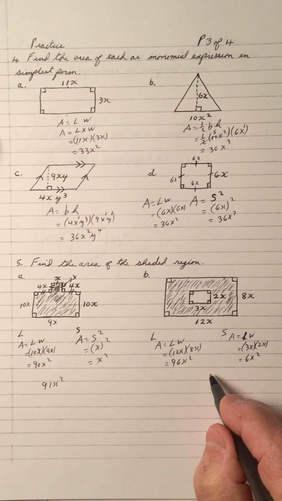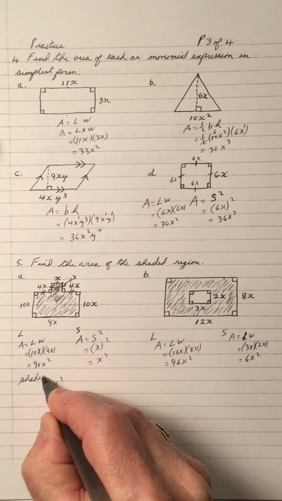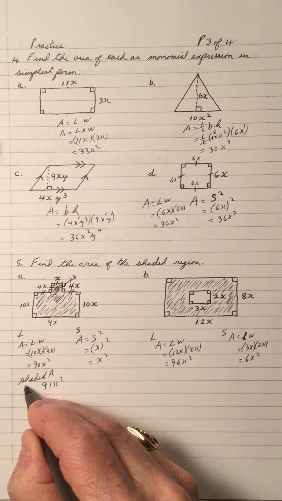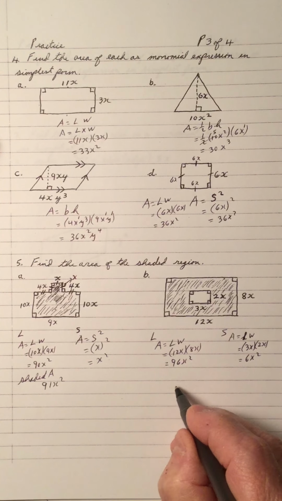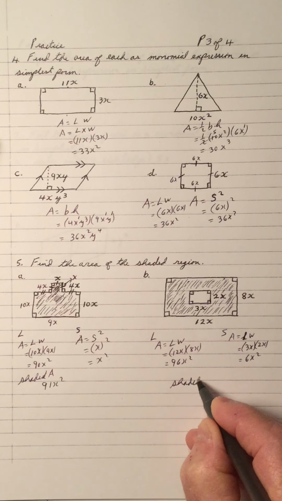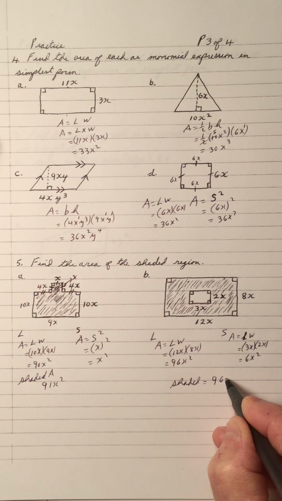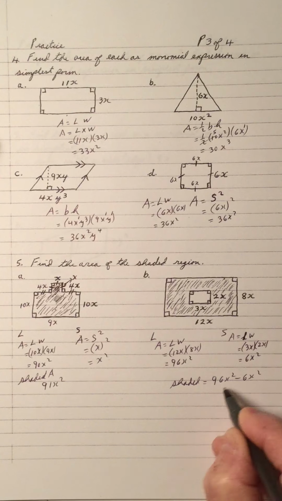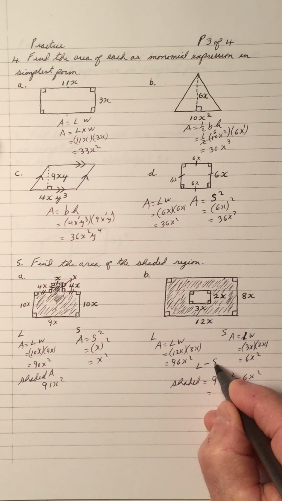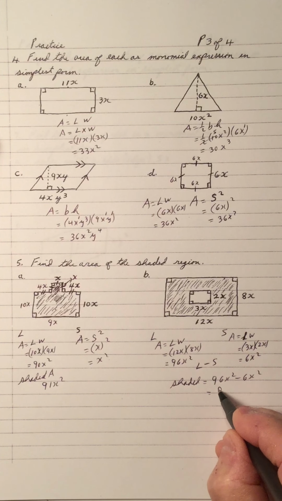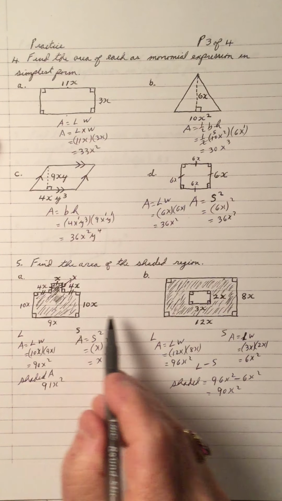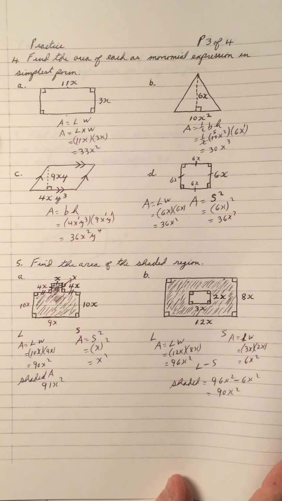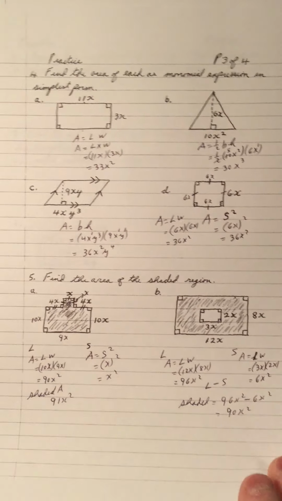Now, the shaded region, let's put shaded there, just to make sure the shaded area or region is, here it's a subtraction. So the shaded here is the large one, subtract the small one. Here I added them. Here I have to subtract them. It's the large, subtract the small to get the shaded area. And that's a 90x squared when I subtract. Here you add the two of them together. Here you have to subtract them. And notice I'm working with monomials, which is not hard to subtract.